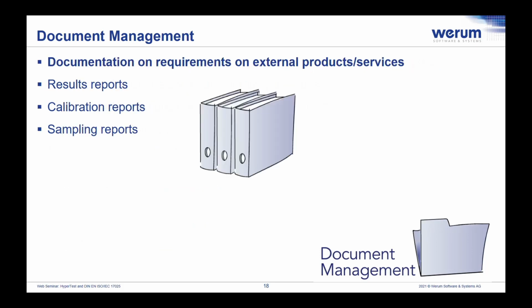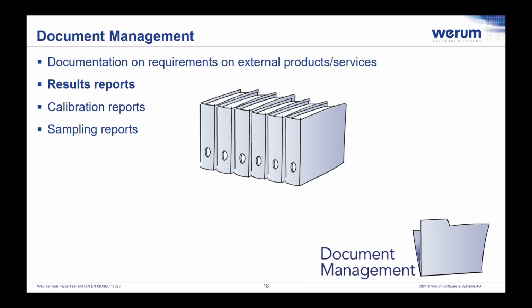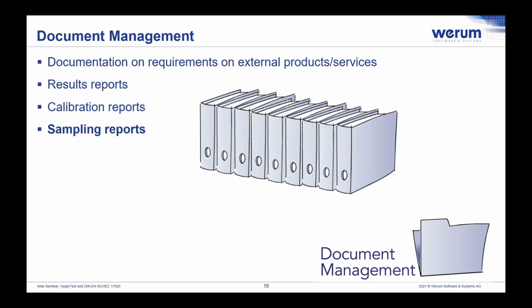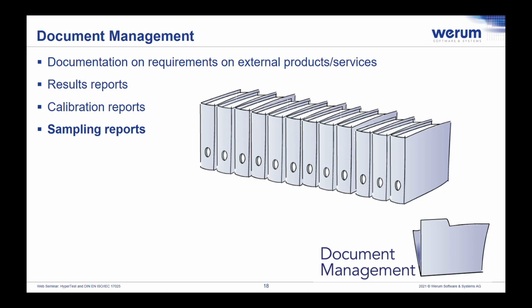In addition, there are documentations about requirements on external products or services, result reports, calibration reports, and sampling reports. HyperTest's powerful search and filter functions support users and make it easy for them to find the documents they need. The version management of HyperTest ensures that they always find the currently valid documents, and expired versions are no longer visible to the normal user.